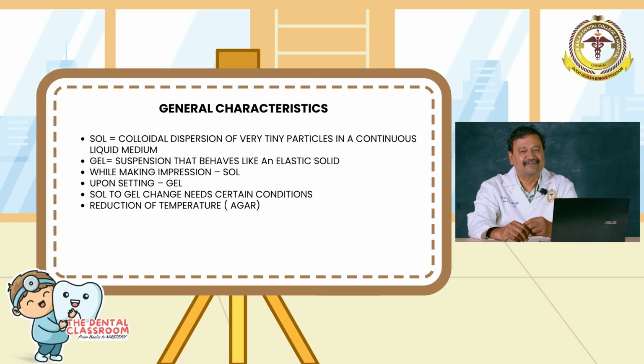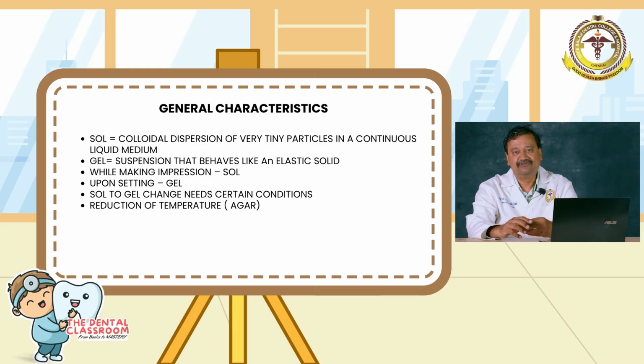What are the general characteristics of these hydrocolloids? They have a sol phase and a gel phase. The sol is the colloidal dispersion of very tiny particles in a continuous liquid medium, while gel means a suspension that behaves like an elastic solid. While we make impression with agar, the material is introduced in the patient's mouth in the sol phase, where it has got sufficient fluidity to record the tissue details.